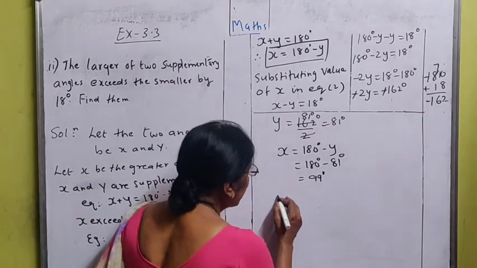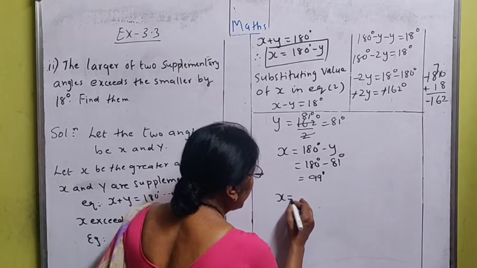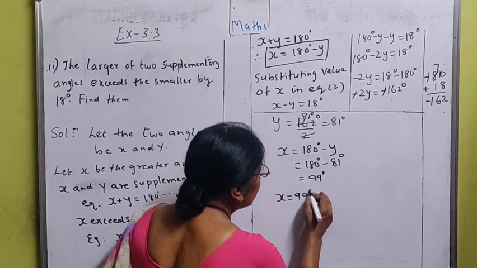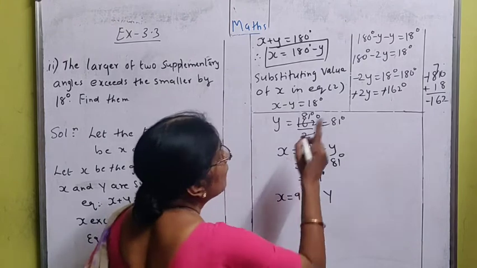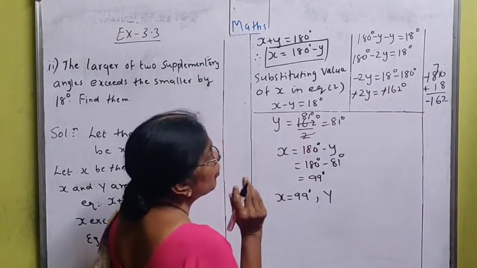So let us see what the values are. The x value is 99 degrees, and the y value, how much did you get for the y value?